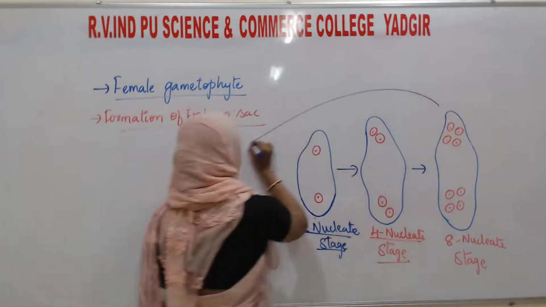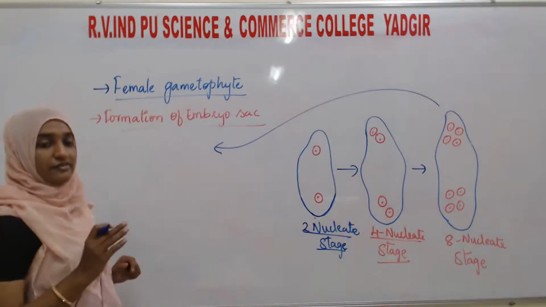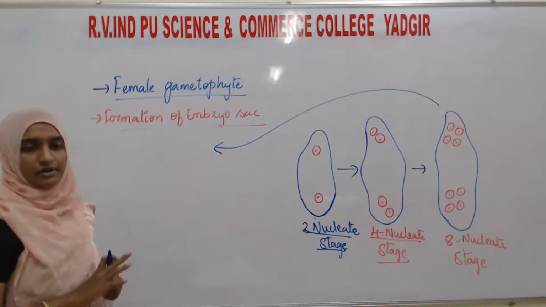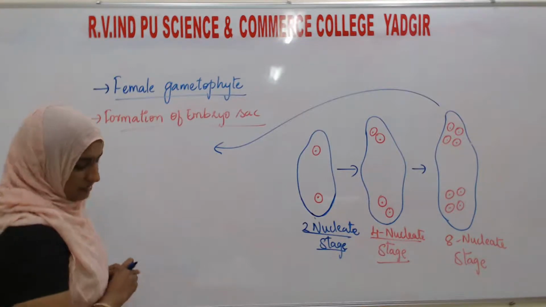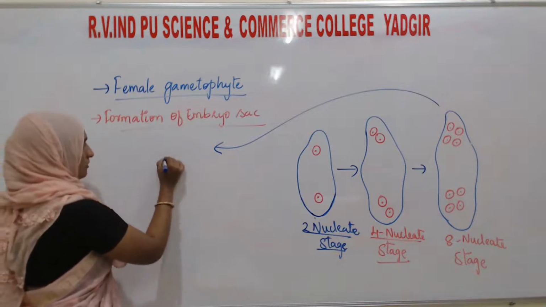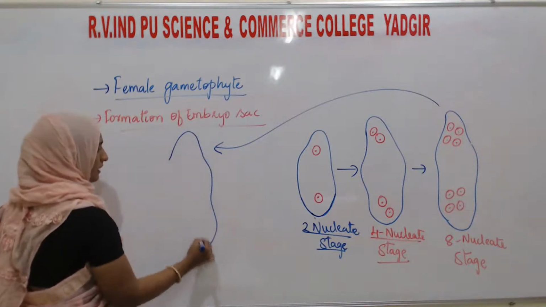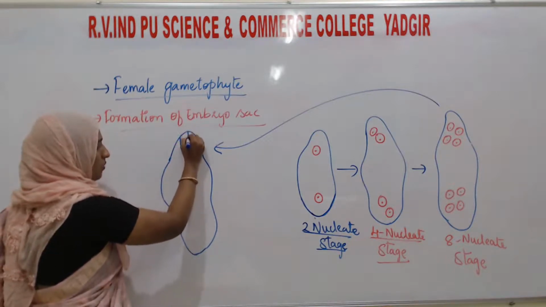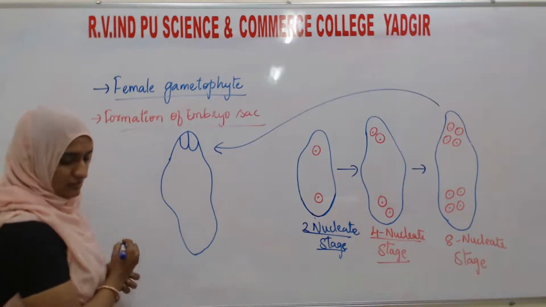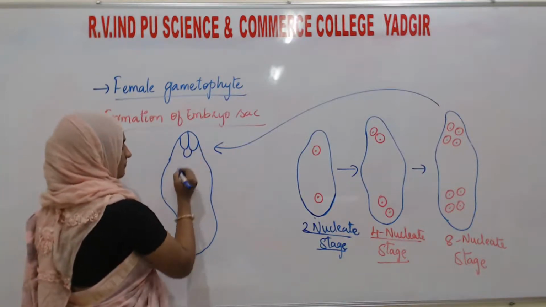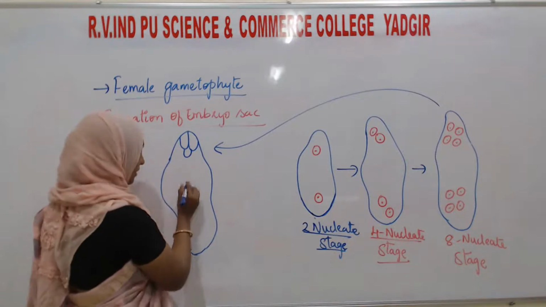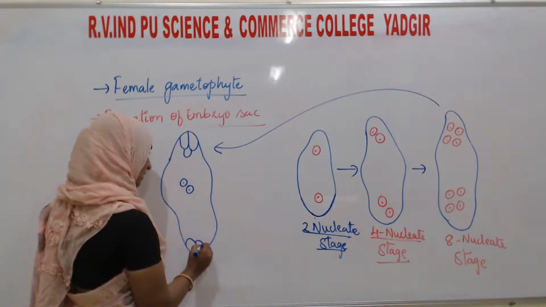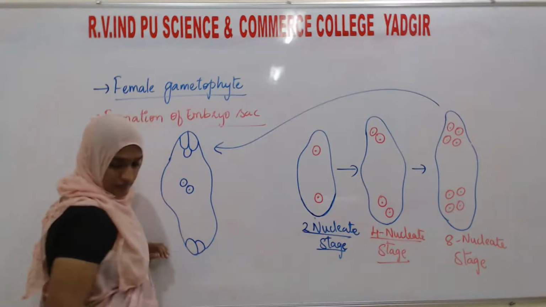After this, 6 nuclei are going to form cell walls, and 2 nuclei are not going to form any cell wall. How? You see here, it will be like this. 6 will arrange at one pole, one region. 2 cells will not have any cell wall, and another 3 cells will have a cell wall.